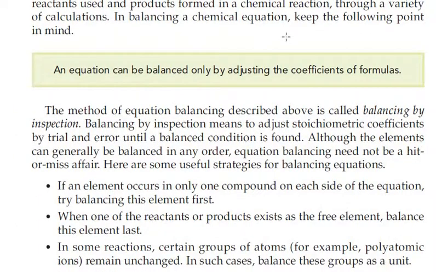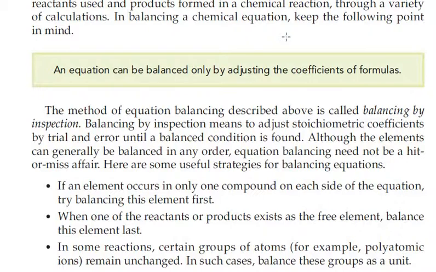So the method of equation balancing described above is called balancing by inspection. Balancing by inspection means to adjust stoichiometric coefficients by trial and error until a balanced condition is found. Although the elements can generally be balanced in any order, equation balancing need not be a hit or miss affair. Here are some useful strategies for balancing equations.